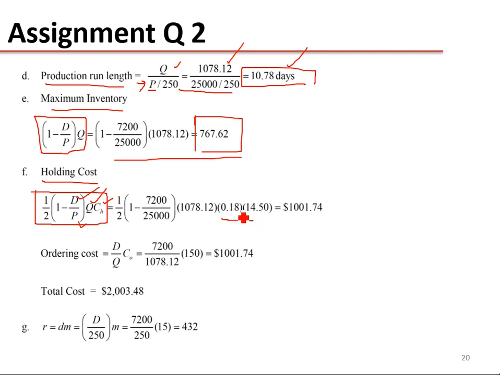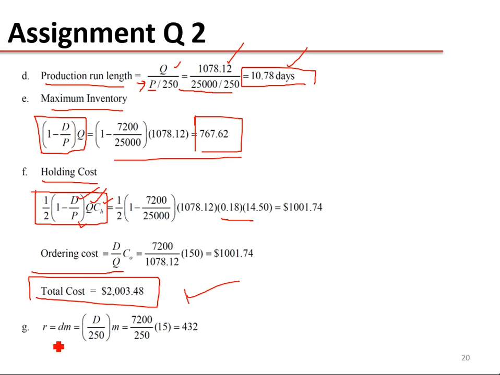Over there you can see 18% of the annual cost. So this is the value, 18% into 14.50. And from there you can get the ordering cost. And then we can easily calculate the total cost. Total cost means holding cost plus ordering cost. You sum this up, you get the total cost. So this is the total cost of the inventory.